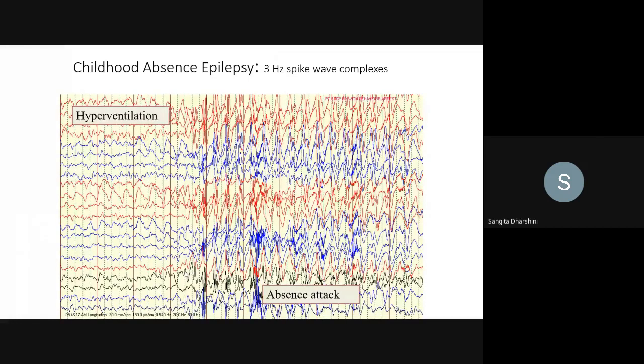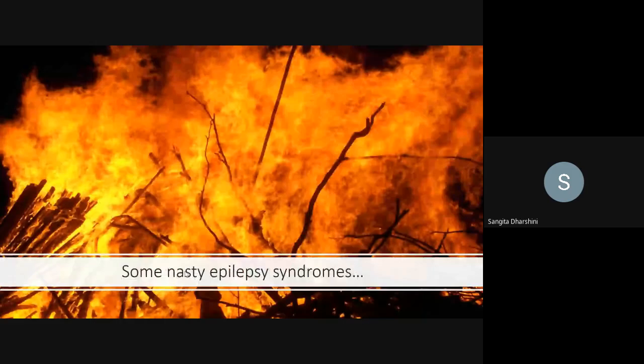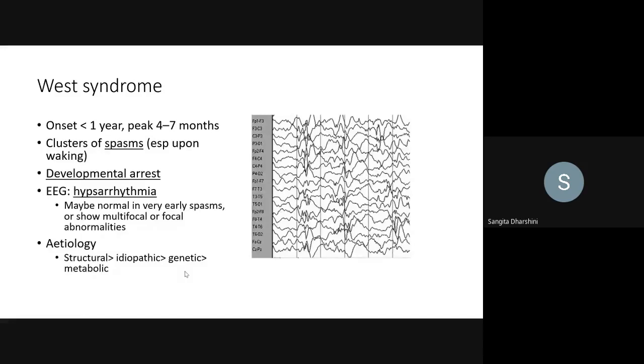Among the nasty epilepsy syndromes, one we shouldn't miss is West syndrome. The onset is usually less than a year old, peaking at about 4 to 7 months. These children usually present with clusters of spasms. During the onset of the clusters, the development seems to stop, and in some cases they seem to go backwards, with regression. The EEG is quite classical. We see hypsarrhythmia, a very chaotic, disorganized background. But sometimes in very early spasms, the EEG can be normal. Hence, we really need to keep an eye on these children to make sure the EEG doesn't become abnormal later.